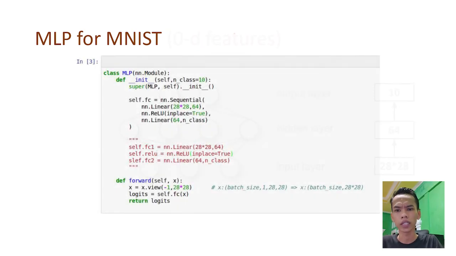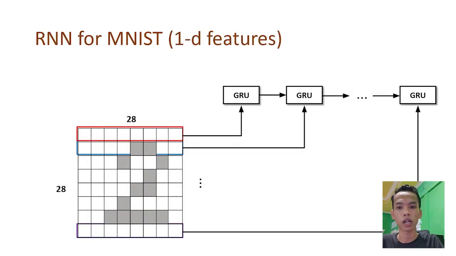And here's the code representing the corresponding model. We only need to define two functions. The first one is to define how the model is structured, and the second one is to perform inference or forward propagation.